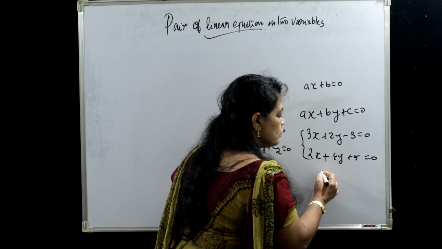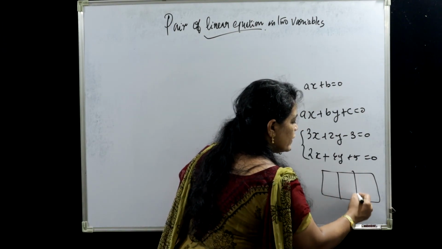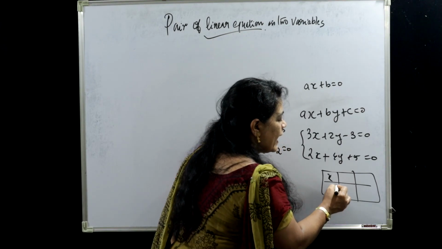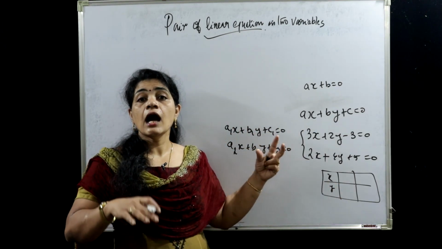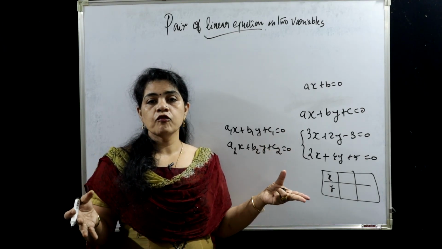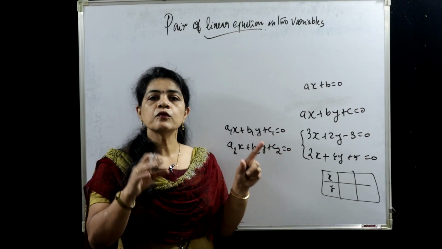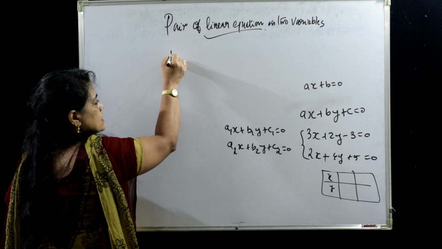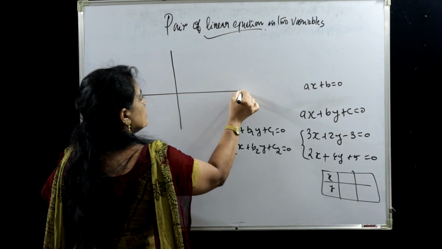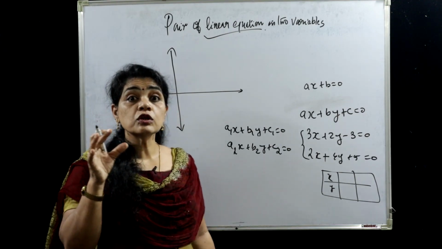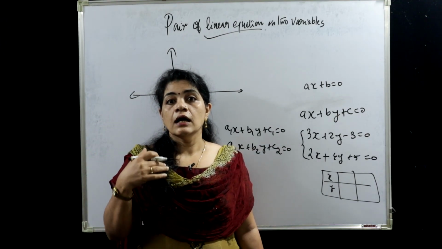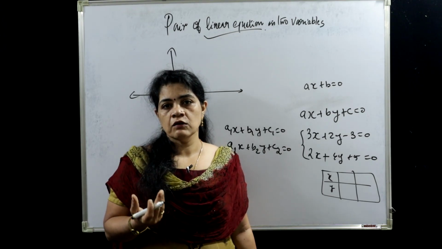What I am saying is you should get the solutions of x and y in this column, and you can plot the graph of the second equation also. And after plotting the graph for two equations, you will see that, okay, see, this is one possibility. There are three types of graph of a pair of linear equations in two variables.